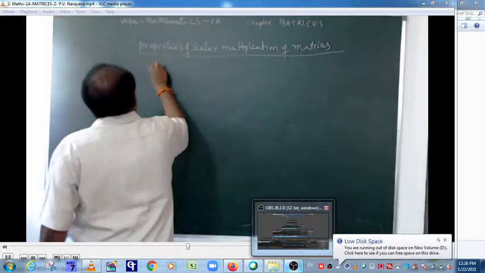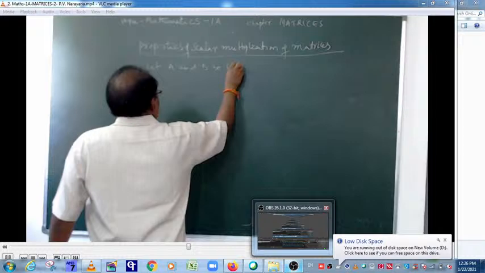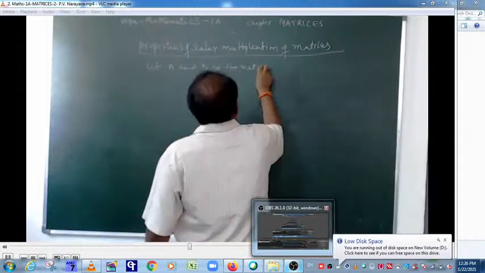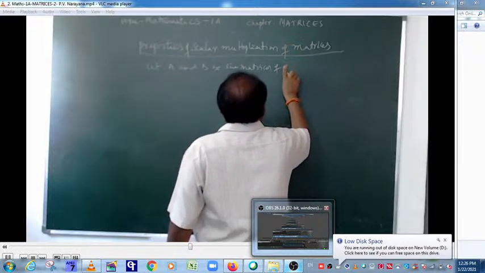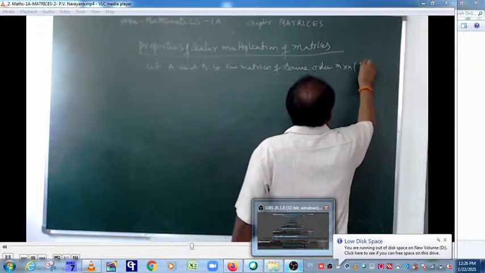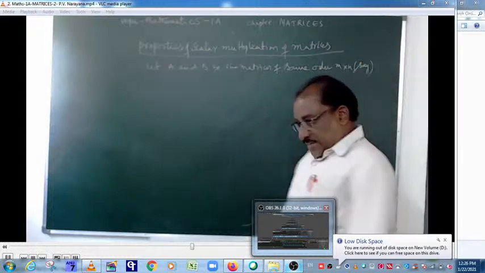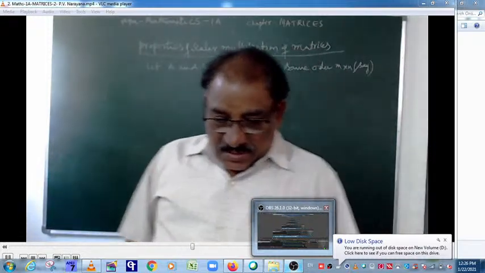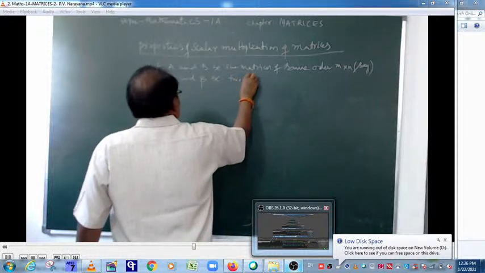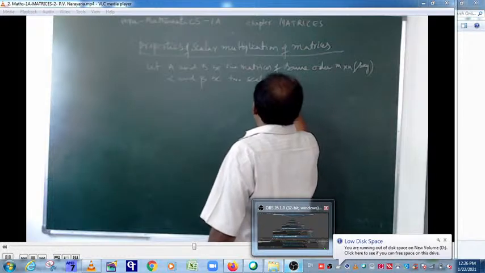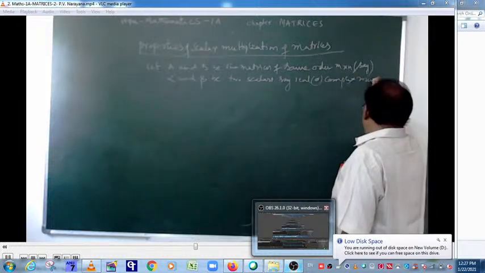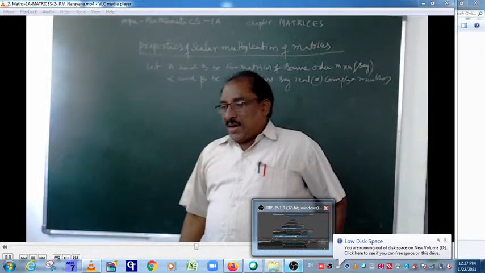Let A and B be matrices of the same order, say m by n, and let alpha and beta be two scalars, say real or complex numbers.